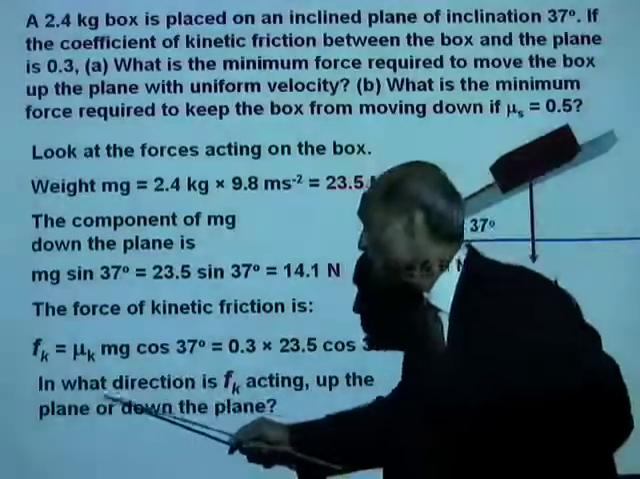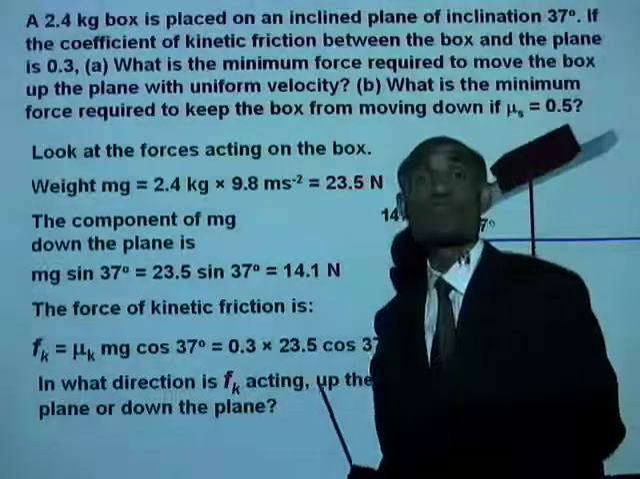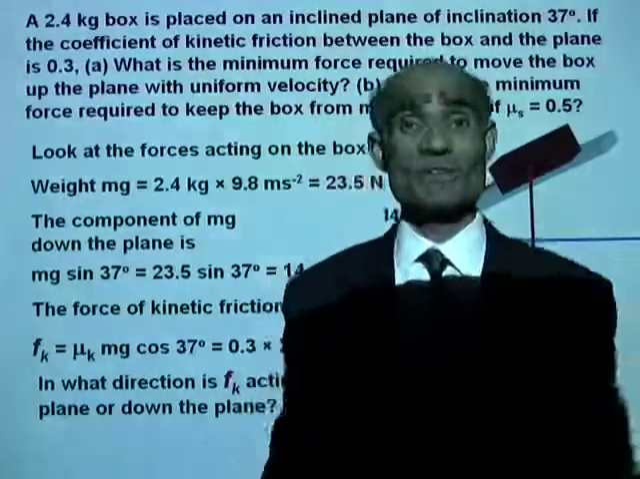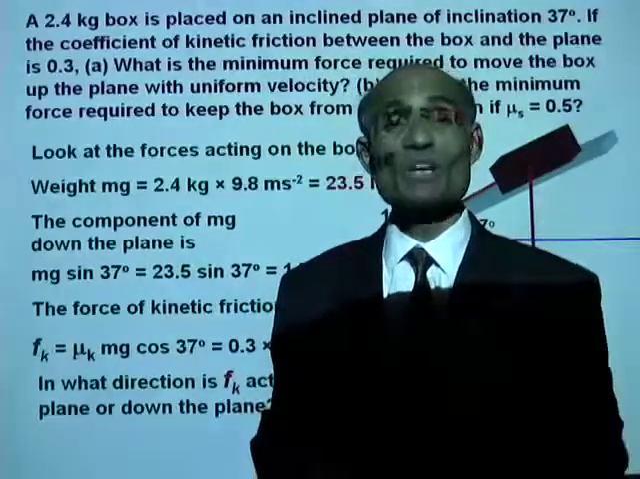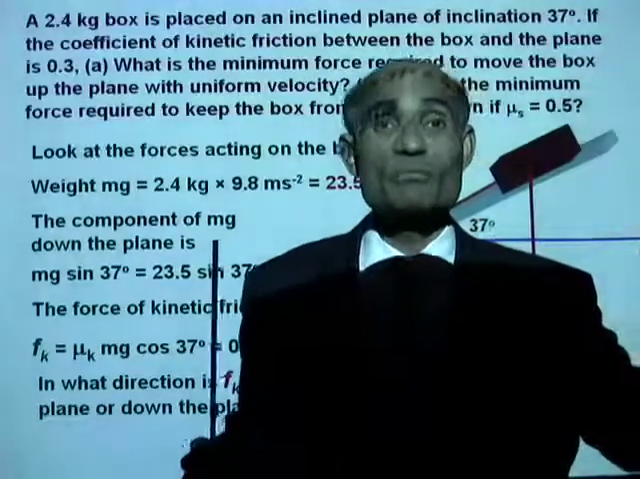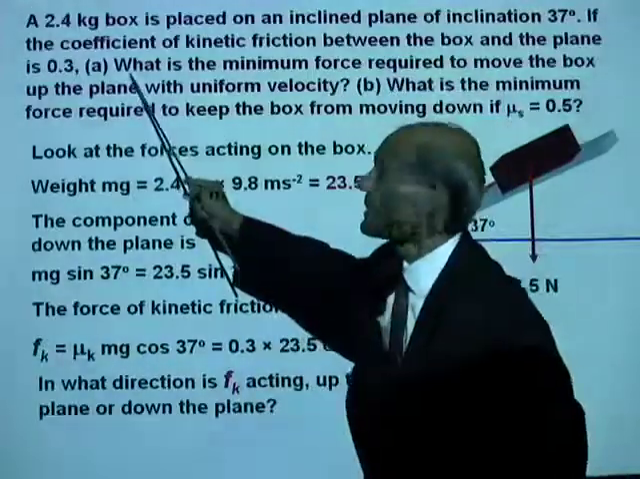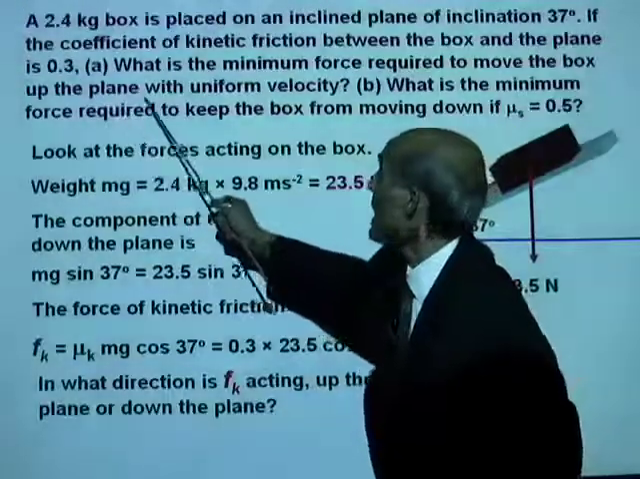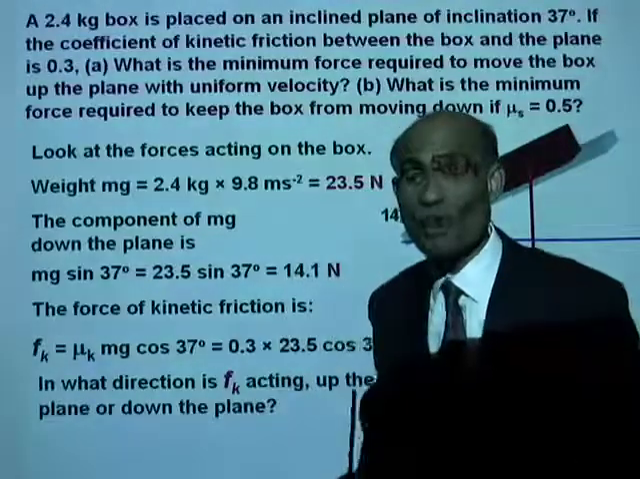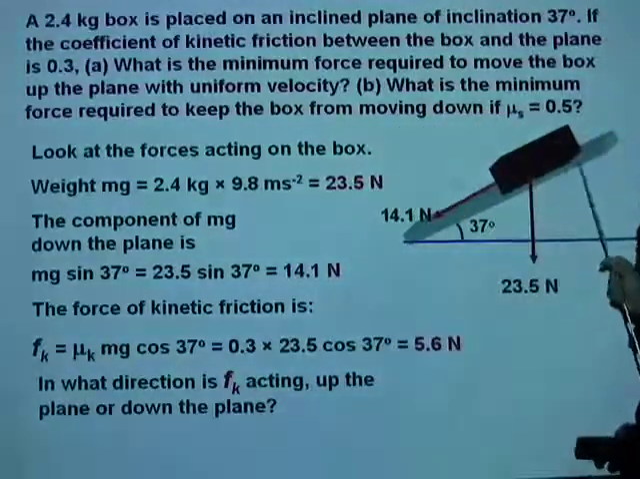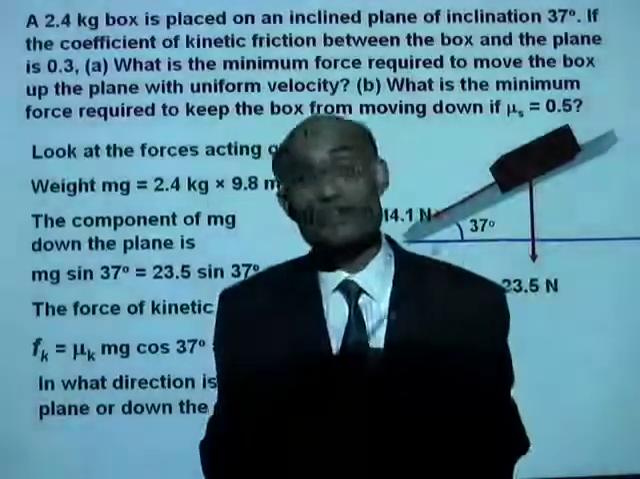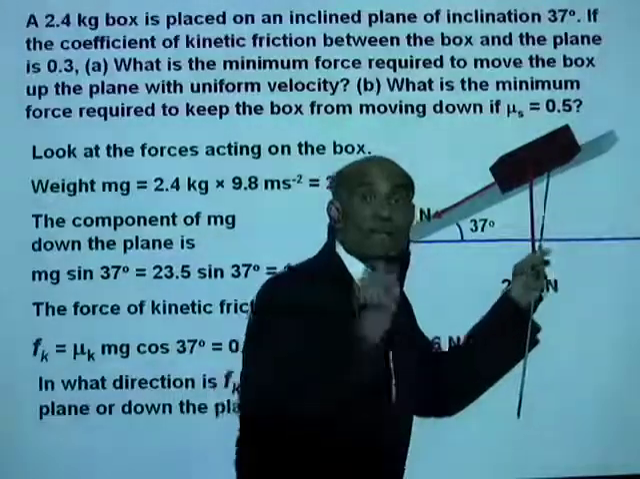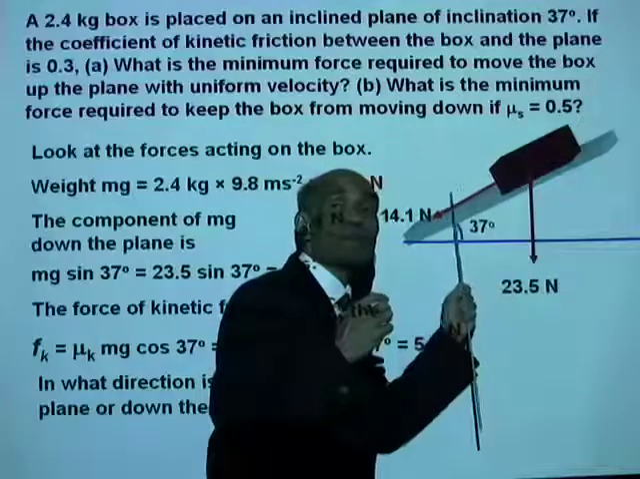Now the question is, in what direction is that frictional force acting? Well, friction always opposes motion. So the direction of the frictional force is opposite to the direction of motion. What does the A part say? What is the minimum force required to move the box up the plane with a uniform velocity? I want to move this box up the plane. So in what direction will the friction be acting? If you want to move the box up the plane, the friction is now going to act down the plane.